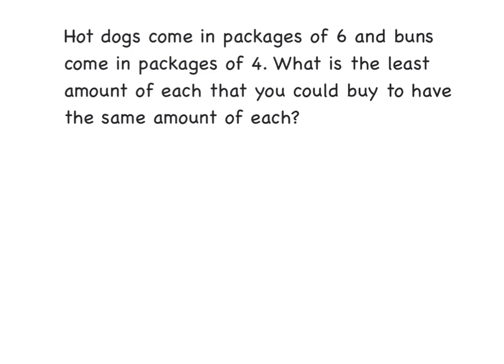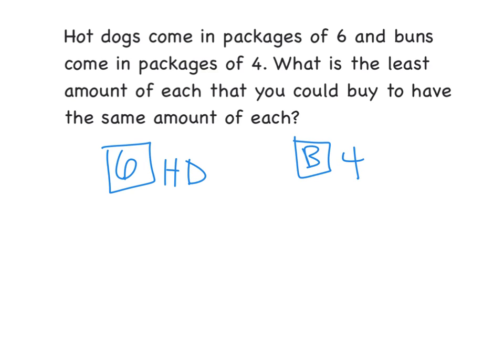So I need to buy more than one package, because if I just buy one package, I have 6 hot dogs, and then I only have 4 buns. So I need to buy more than one package. So what you could do, if you're kind of confused, is draw yourself a picture. Basically what they're asking is about the least common multiples. So if these are my hot dogs over here on the left and my buns are on the right, if I buy one package of each, I have 6 hot dogs, 4 buns.